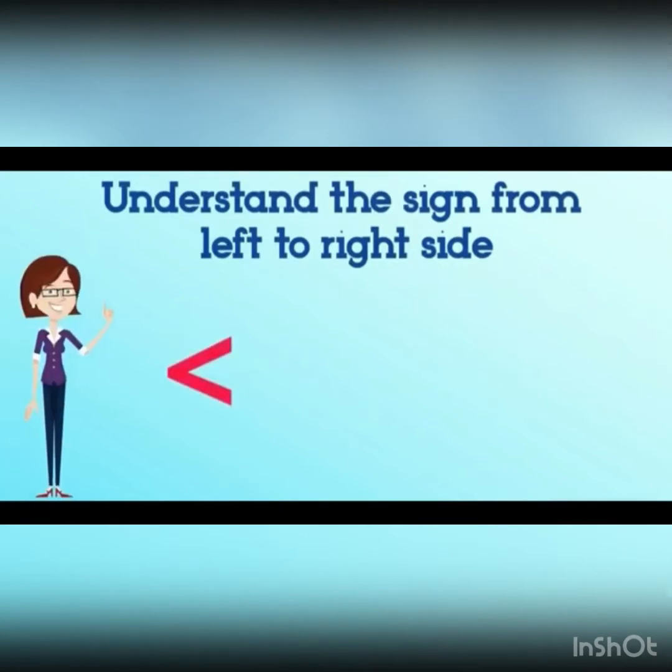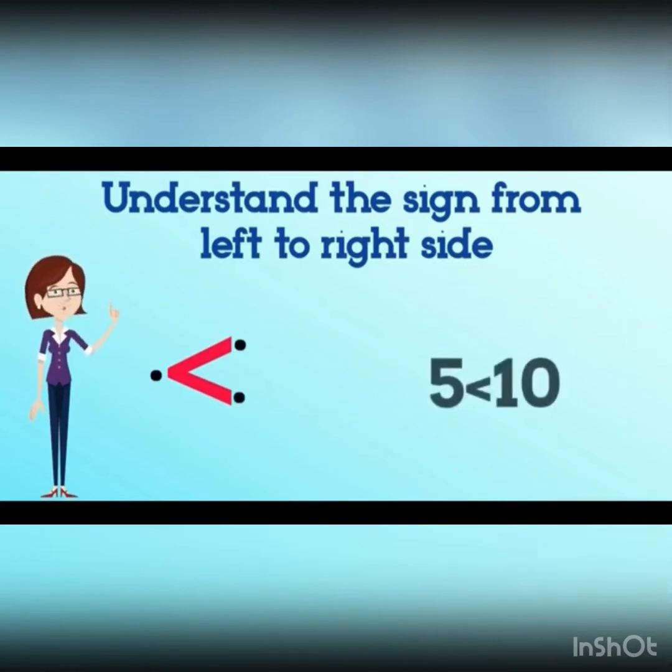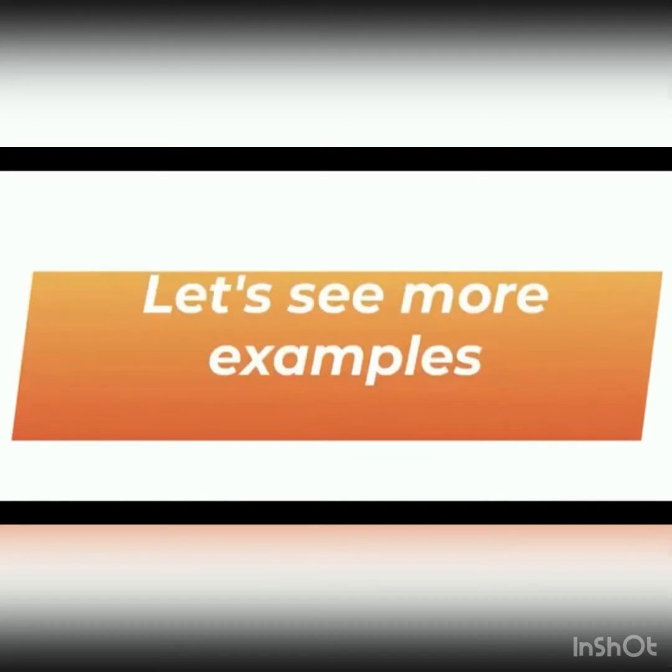Also understand the sign from left to right. On left there is one dot while on right there are two. Here 5 is less than 10. So let's learn with some more examples.